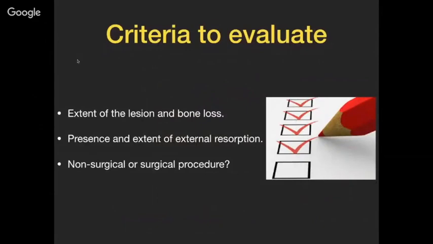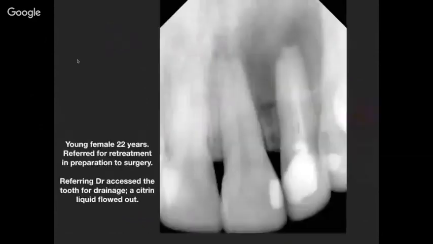Well, from the CBCT, we will look for criteria to evaluate. We will look, for example, at the extent of the lesion and the bone loss, the presence and the extent of external resorption when they exist, and whether it is better to deal with the case non-surgically first and then with a surgical procedure, and you can even conduct the surgical procedure with all the means through that software. With the case series that we will present today, there will be 3 of them, we will be able to appreciate the benefits of the CBCT. Let's start with the first case.